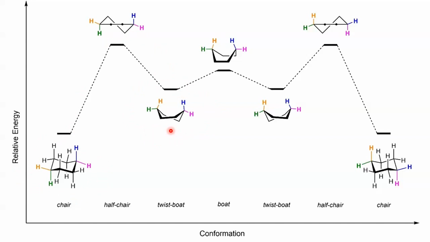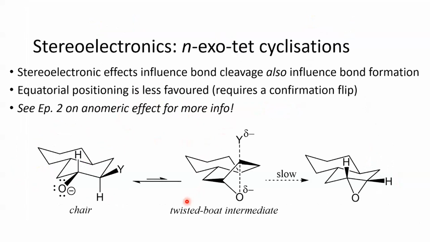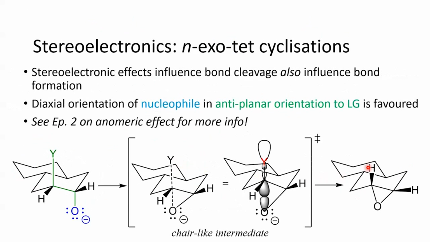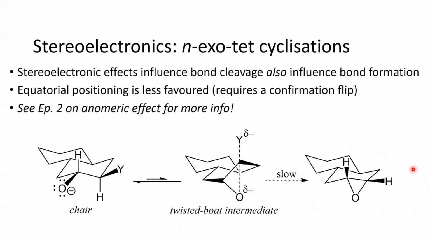Like I said earlier, Baldwin's rules doesn't state what's forbidden and what's allowed. It's more about rates. So what occurs quickly and therefore you see it versus what is really, really slow to occur and therefore you don't see it. So chair conformation is fast, twisted boat conformation is slow. Therefore, you typically see this reaction occurring while this reaction does not occur, at least not as quickly.